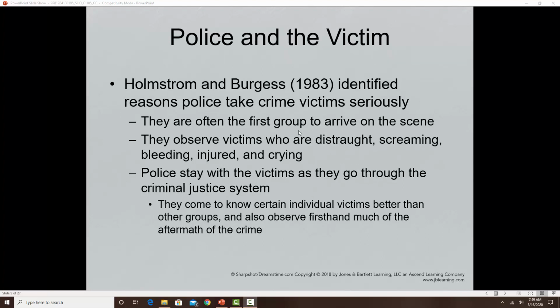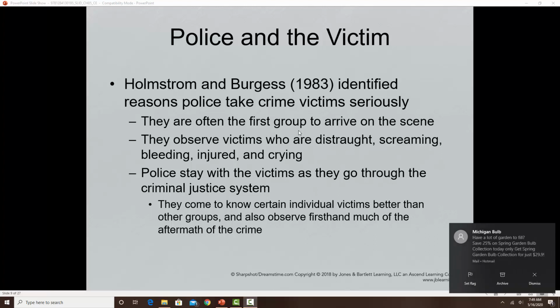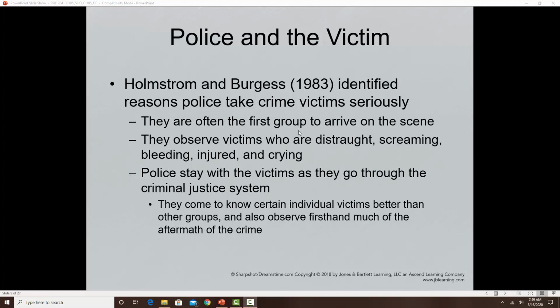Now, the interaction with the police and the victim. I mentioned in the last chapter that this is typically the first interaction that the victim has with the criminal justice system, and that is the police officers. They are most often than not the first people to arrive on the scene. They often observe if the victim is alive, one who is distraught, screaming, bleeding, injured, crying. It is an incredibly emotional time.